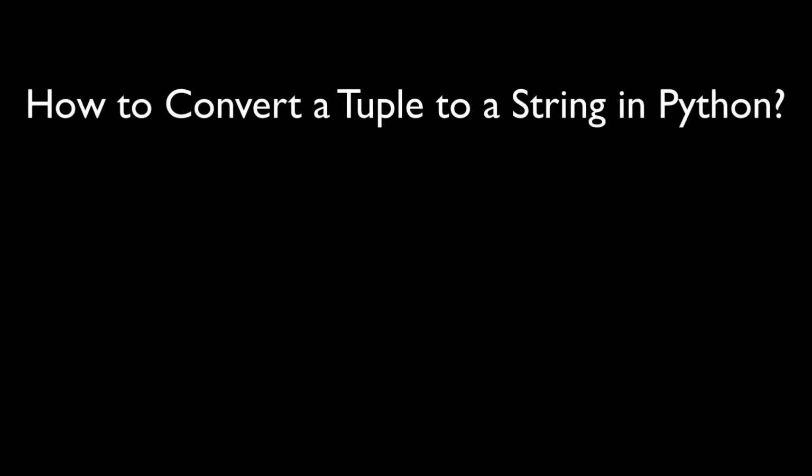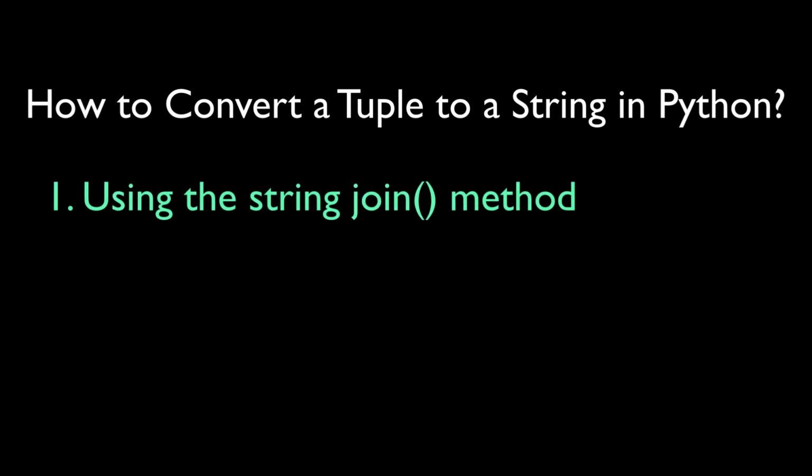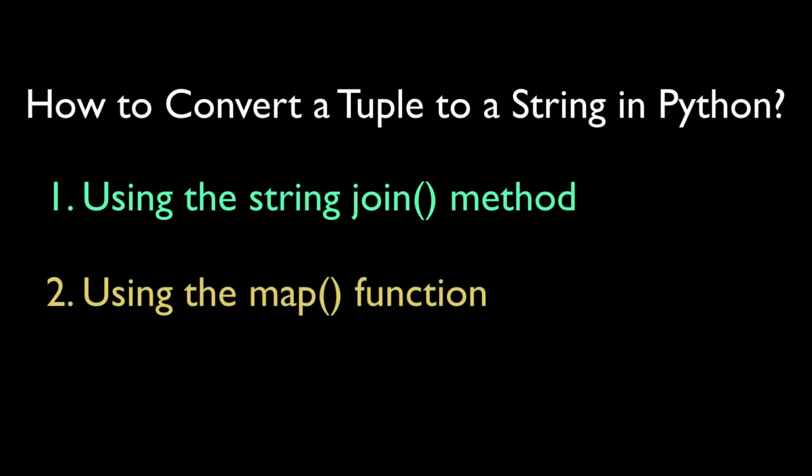The simplest method to convert a tuple to a string in Python is with the string join method that generates a string by concatenating the strings in a tuple. This works fine if the elements of the tuple are strings. Otherwise, an alternative approach is required, for example by using the map function.